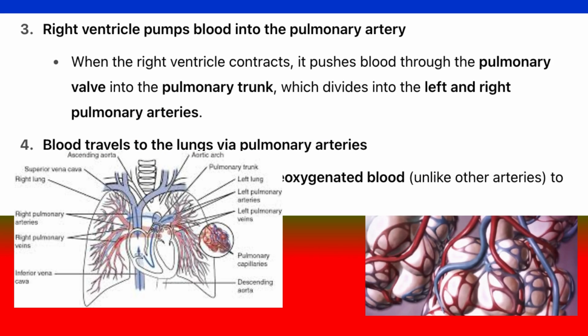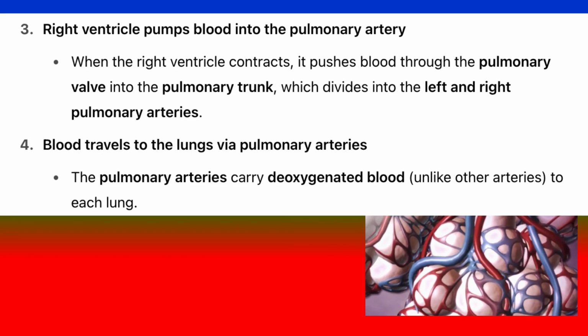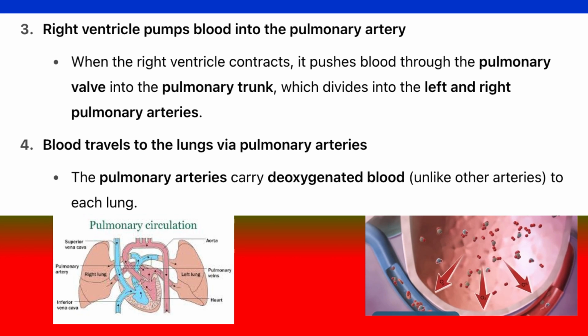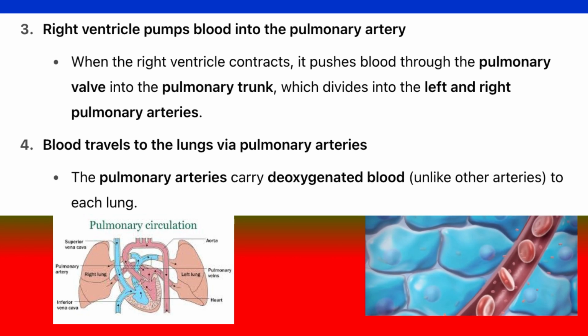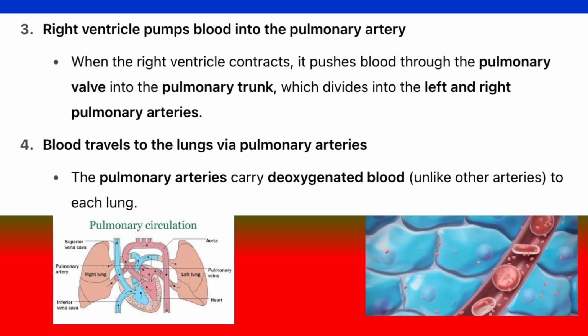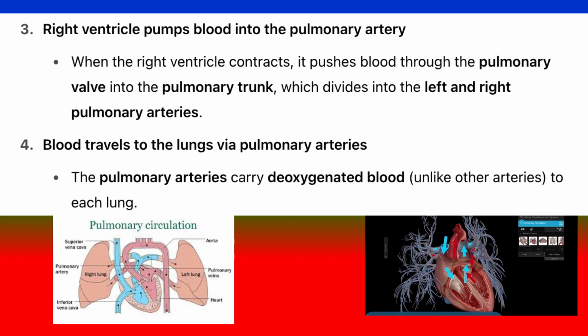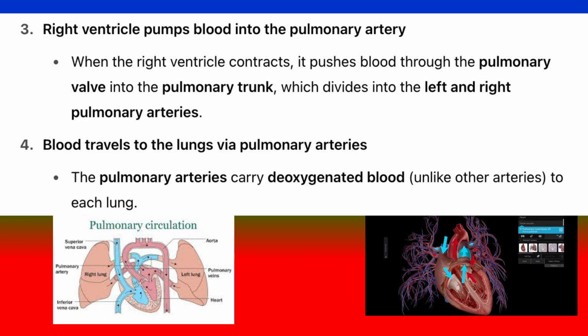3. Right ventricle pumps blood into the pulmonary artery. When the right ventricle contracts, it pushes blood through the pulmonary valve into the pulmonary trunk, which divides into the left and right pulmonary arteries. 4. Blood travels to the lungs via pulmonary arteries. The pulmonary arteries carry deoxygenated blood, unlike other arteries, to each lung.